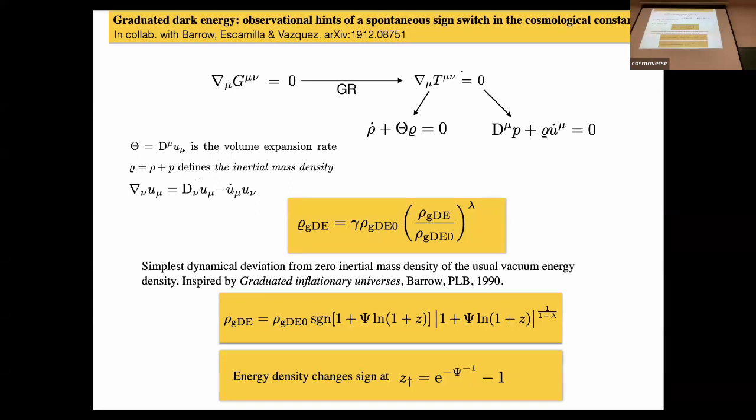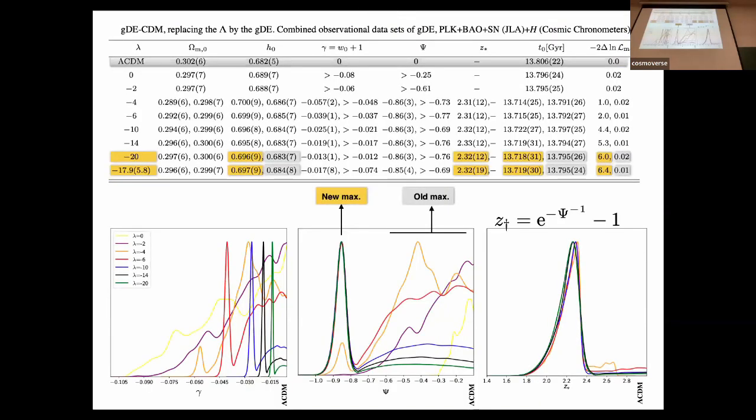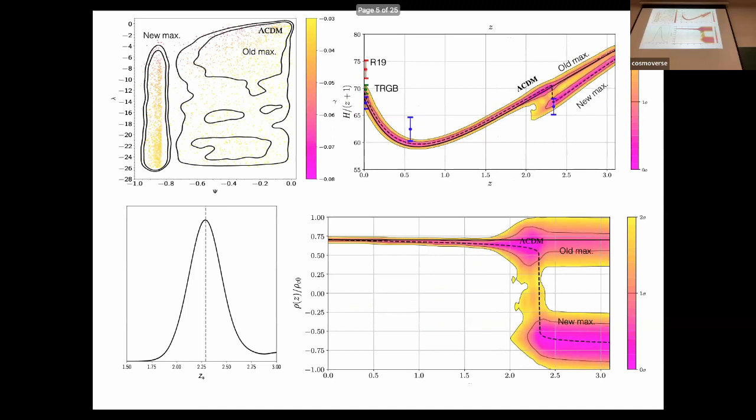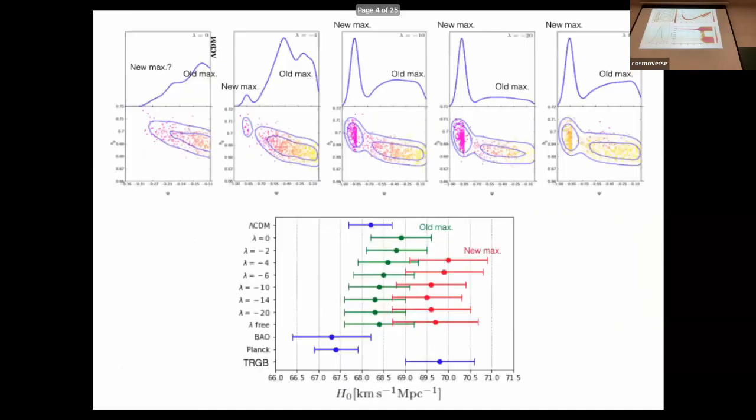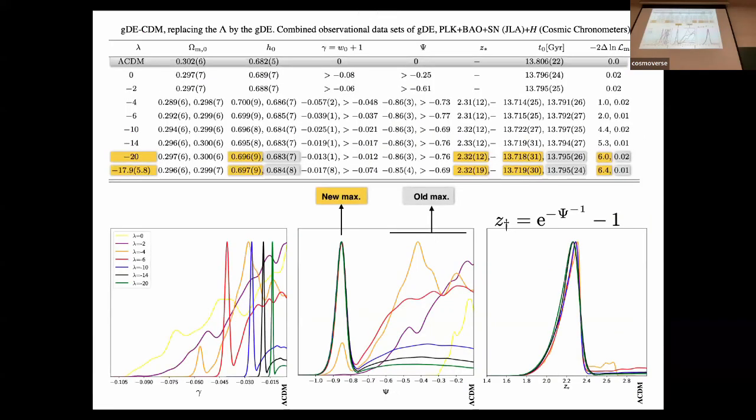Then we noticed that rho changes sign at this ratio. Psi is a constant from a combination of gamma and lambda. So this is graduated dark energy. At that time we were worrying about the Lyman tension, not thinking about H0, but we just noticed that it also does good things for H0. Then we constrained this model.